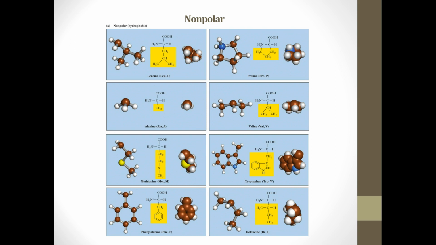And nonpolar amino acids include leucine, proline, alanine, valine, methionine, tryptophan, phenylalanine, and isoleucine. If you take a little look at each of these R groups, for instance with leucine, our first in the top corner here, you can see that we just have an isobutyl group as an R group. And this is classic nonpolar functionality. We don't have the presence of any oxygens or nitrogens or lone pairs hanging out here.